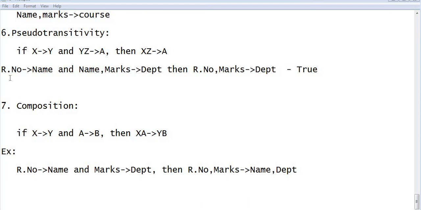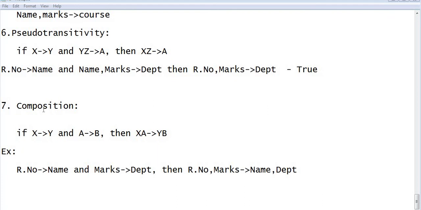So this is an example. X is roll number, Y is name, and Z is marks, right? So name comma marks determines department, so A is department. Then we can easily say that roll number comma marks determines department. So this statement is true. If X determines Y and YZ determines A, then we can easily say that XZ determines A, right? So this is also one of the Armstrong axioms properties.